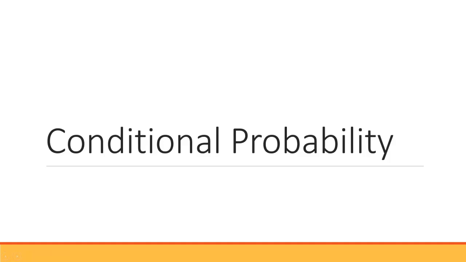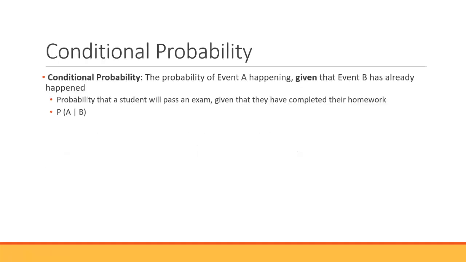Let's go over conditional probability. Conditional probability is the probability that an event will happen given that another event has already happened. An example of this would be the probability that a student would pass an exam given that they've completed their homework. Now we can write it like this, with the probability of A given B.